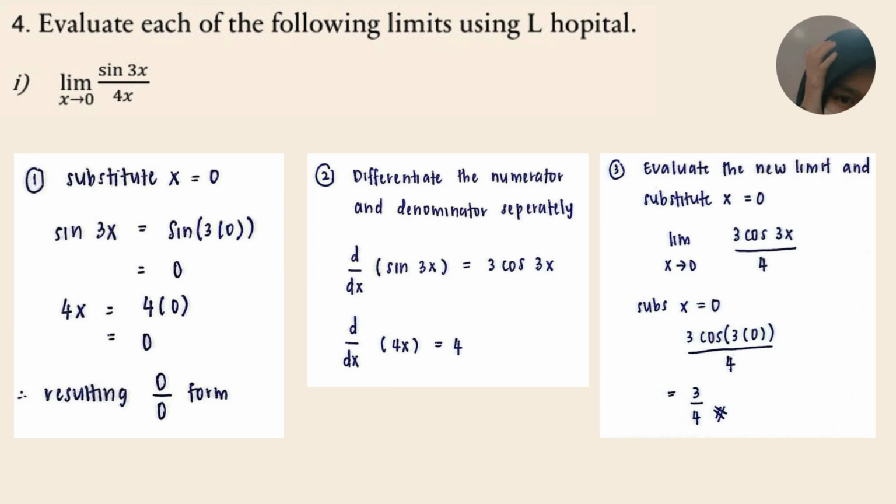For the second step, we have to differentiate the numerator and denominator separately. d over dx of sin 3x, we get 3 cos 3x, and d over dx of 4x, we get 4. For the last step, we have to evaluate the new limit and substitute x equals 0 into the new limit. As cos 0 becomes 1, we just directly multiply the 3 and 1, and the final limit we got is 3 over 4.